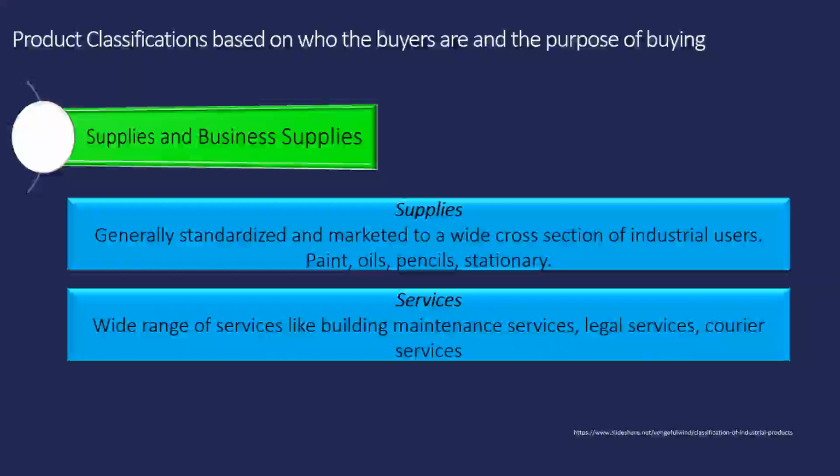The next one is services. Services here means a wide range of services, like building maintenance services, legal services, or courier services. Building maintenance service is also sometimes needed by the factory owner. They have to maintain their factory, so they will need this kind of service.